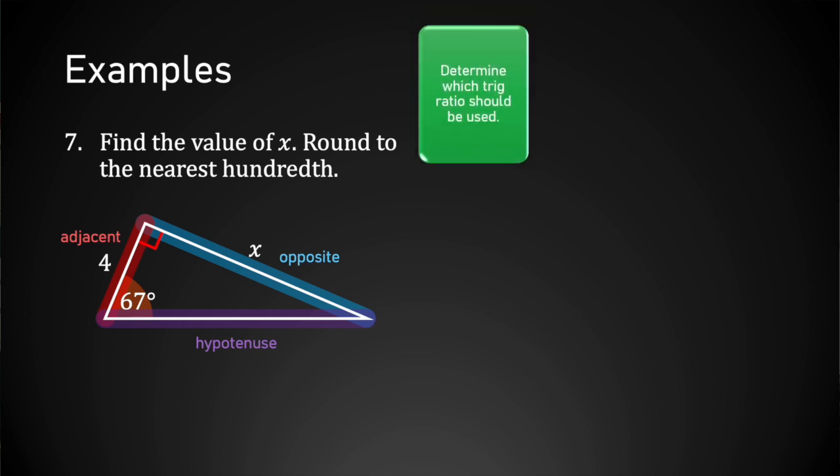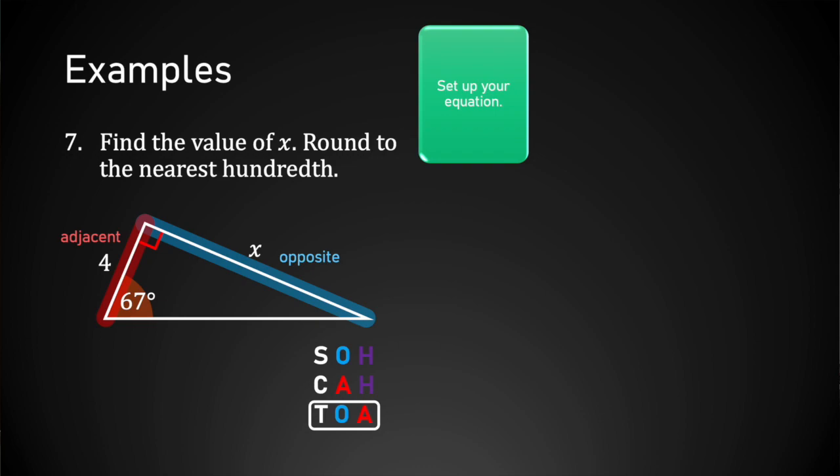The next step is to determine which trig ratio we can use. We don't have any kind of label on our hypotenuse, no number, no variable, so we can't use any ratio that uses the hypotenuse. Looking at my SOHCAHTOA, that leaves tangent as the only one that we can use. So now we're going to set up our equation.